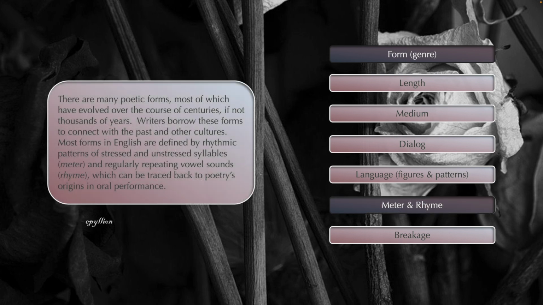Meter and rhyme. We'll talk more about this later, but there are many poetic forms, most of which have evolved over the course of centuries, if not thousands of years. Writers borrow these forms to connect with the past and other cultures. Most forms in English are defined by rhythmic patterns of stressed and unstressed syllables, or meter, and regularly repeating vowel sounds, rhyme. And these can be traced back to poetry's origins in oral performance. And like I said, we'll talk a lot more about prosody and rhyme later in this semester.